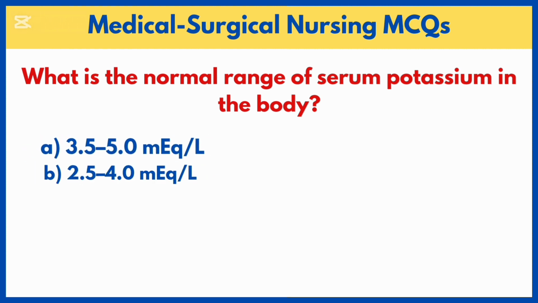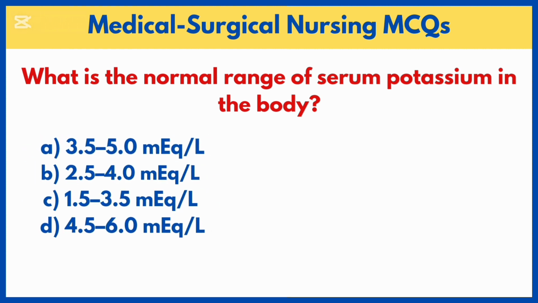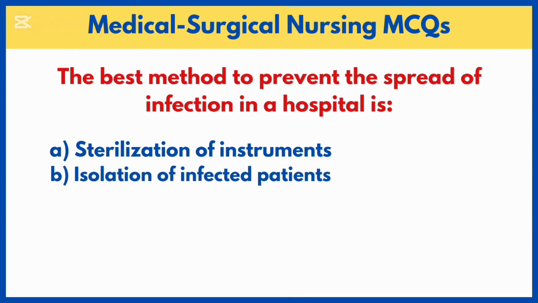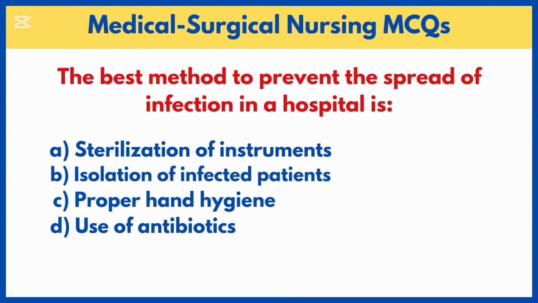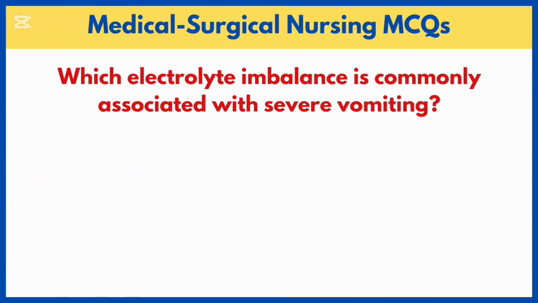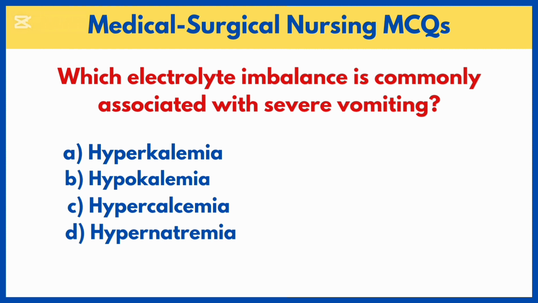What is the normal range of serum potassium in the body? Correct answer is option A, 3.5 to 5. The best method to prevent the spread of infection in a hospital is. Correct answer is option C, proper hand hygiene. Which electrolyte imbalance is commonly associated with severe vomiting? Correct answer is option B, hypokalemia.